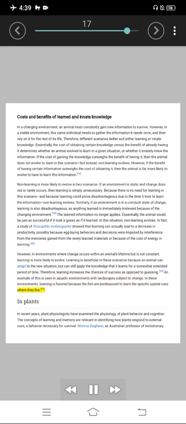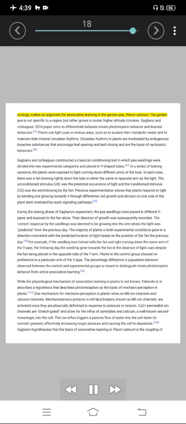In plants. In recent years, plant physiologists have examined the physiology of plant behavior and cognition. The concepts of learning and memory are relevant in identifying how plants respond to external cues, a behavior necessary for survival. Monica Gagliano, an Australian professor of evolutionary ecology, makes an argument for associative learning in the garden pea, Pisum sativum. The garden pea is not specific to a region, but rather grows in cooler, higher altitude climates.